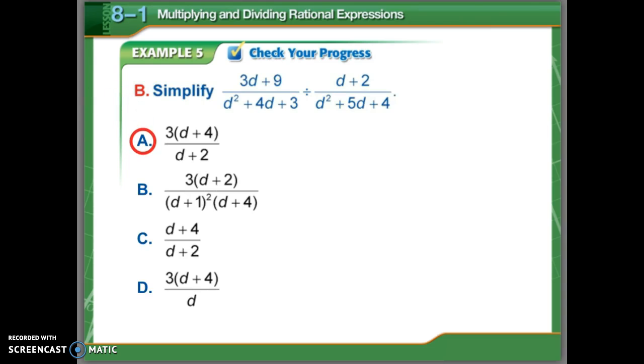Okay, our answer this time is choice A. 3 times d plus 4 over d plus 2.